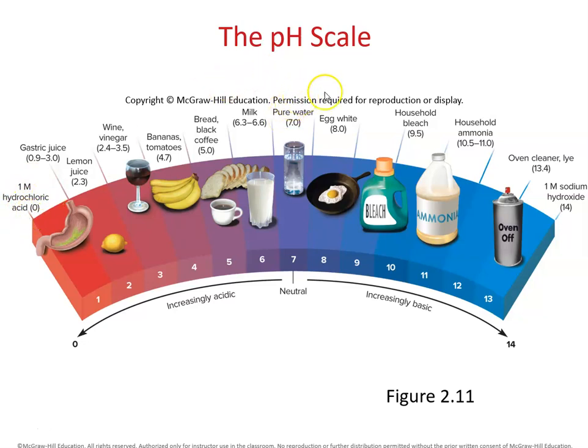Going the other direction, we have egg whites as slightly basic. So if anyone has ever egged your car and you didn't clean it off quickly and the egg damaged the paint on your car, it's because it's slightly basic. Pretty standard, bleach and ammonia. We generally associate those things with bases. Oven cleaner is a very, very strong base, can damage your skin, can damage your eyes, just like a strong acid can. And then sodium hydroxide, NaOH, is one of the strongest bases.